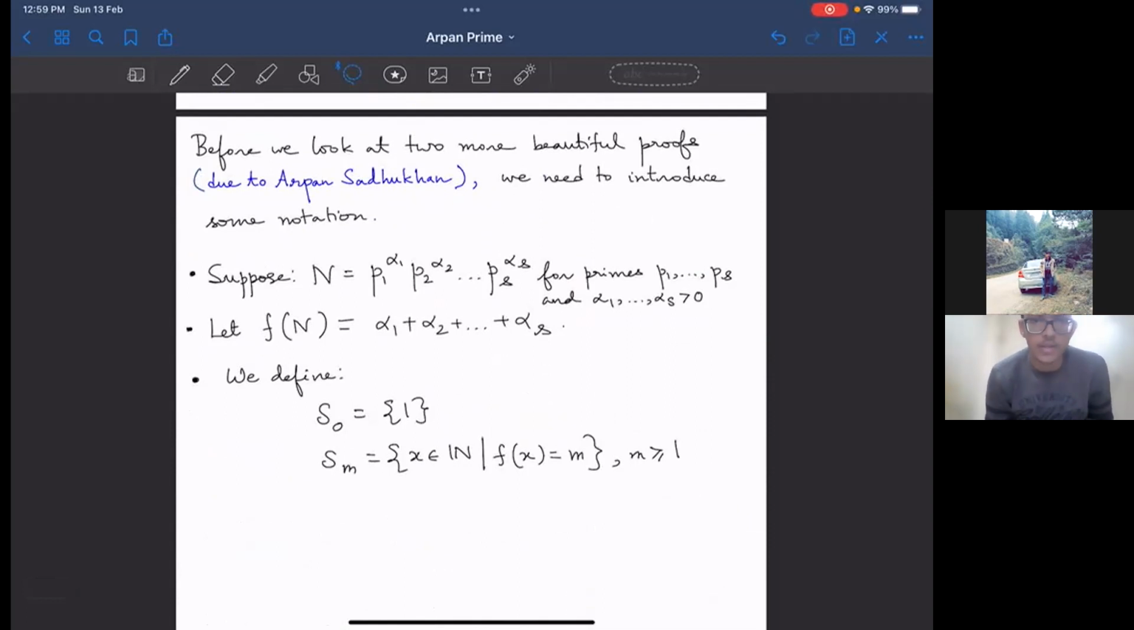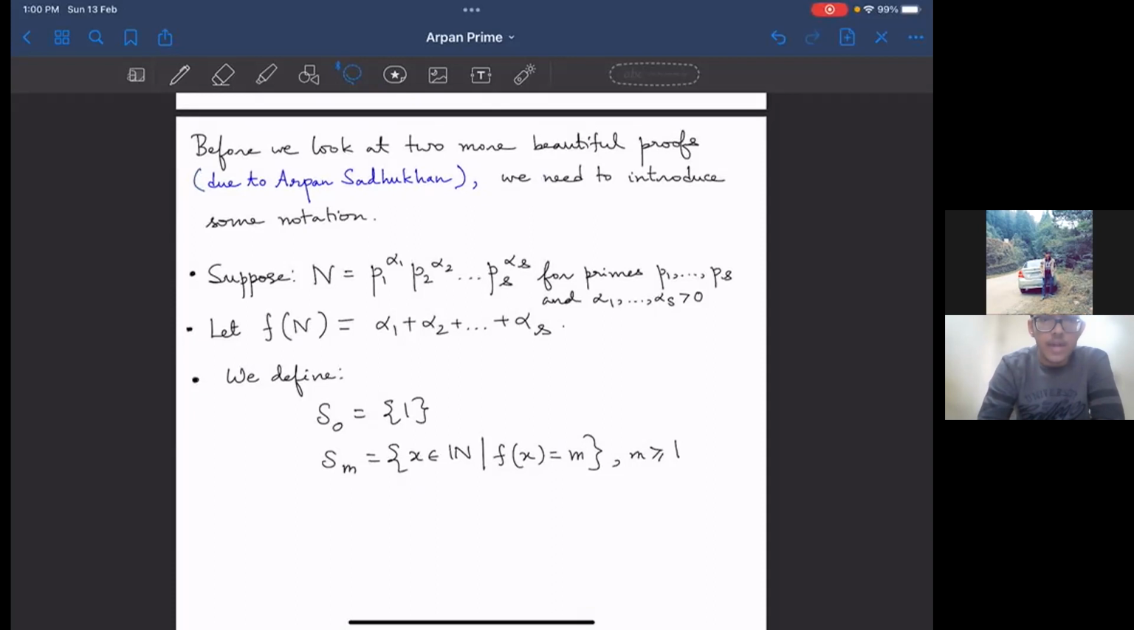The first point is essentially the fundamental theorem of arithmetic. You have n and you decompose it into its unique prime factorization, which is p1 power alpha 1, p2 power alpha 2, all the way up to ps power alpha s, for primes p1 all the way up to ps. These alpha i's are strictly greater than 0. And define a function f that maps n to the sum of the exponents in its unique prime factorization.